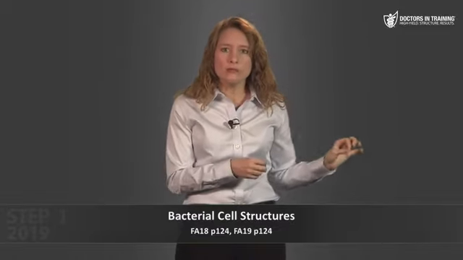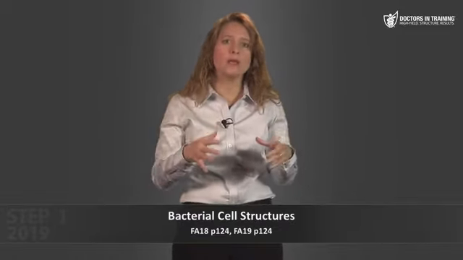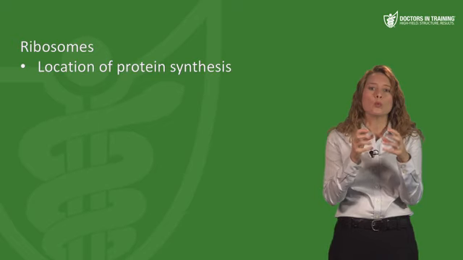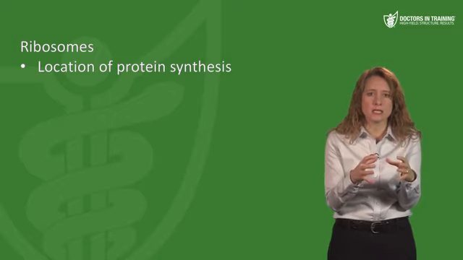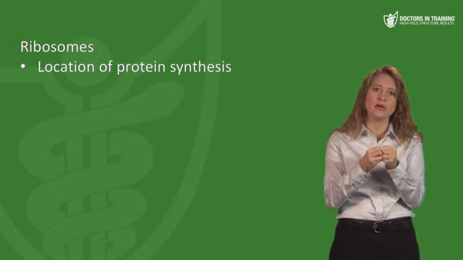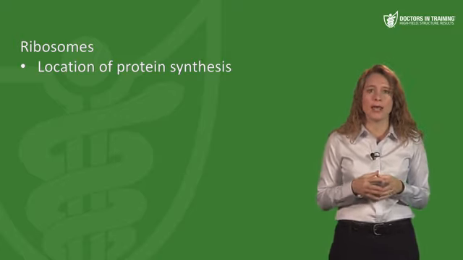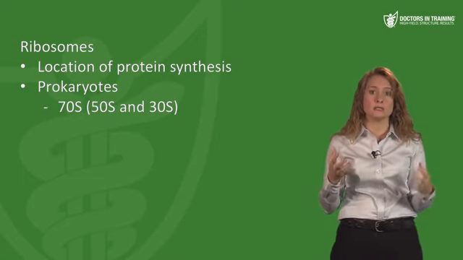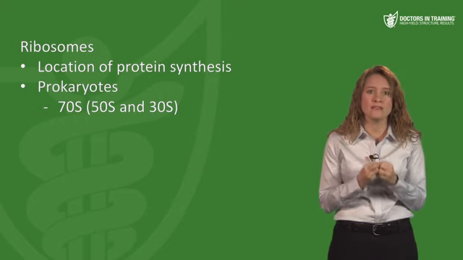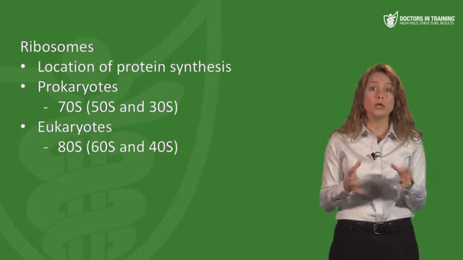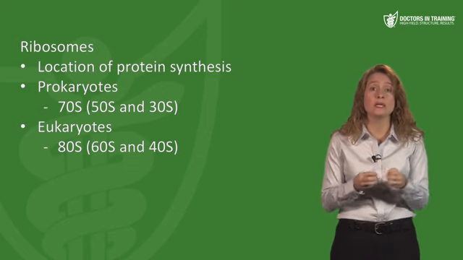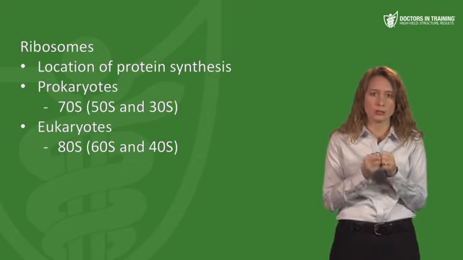Okay, let's move inward from the surface of the bacterium and talk about some of the intracellular structures, starting from the ribosome. Ribosomes are where proteins are synthesized. 2 subunits fit together and work to translate mRNA. Bacteria are prokaryotes that have a 50S and a 30S subunit, which come together to make a 70S ribosome. Eukaryotes, like us, have a 60S and a 40S ribosome subunit that come together to make an 80S ribosome.